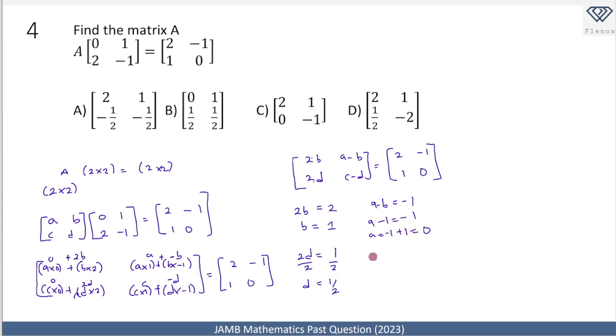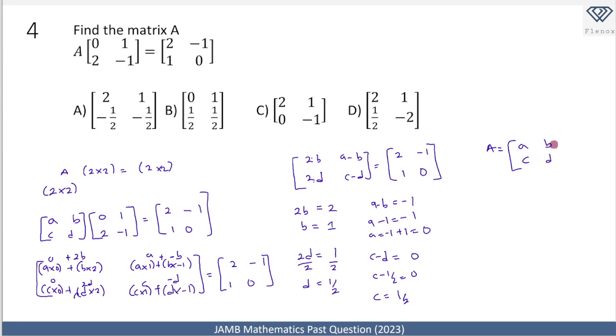And finally, we have our D. So C minus D is equals to 0. And we've gotten our D to be half. So C minus half is equals to 0. So C is equals to what? Half. So now we know that our matrix A, when we were starting off, we represented it as A, B, C, and D.